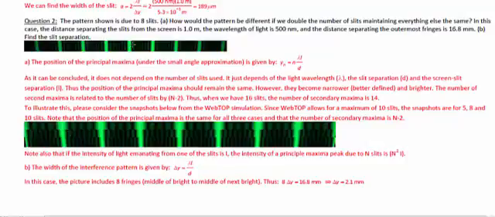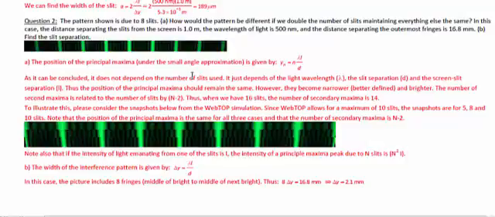The question is, how would the pattern be different if we double the number of slits, maintaining everything else the same? And we are told that the distance separating the slits from the screen is 1 meter, the wavelength of light, this green light, 500 nanometers, and that the distance separating the outermost fringes is 16.8 meters. That's from here to here is 16.8 meters.